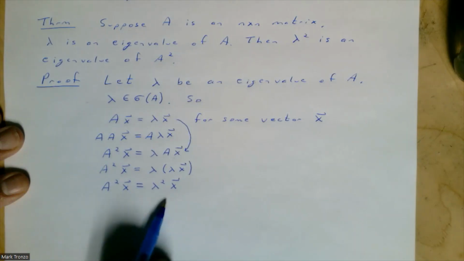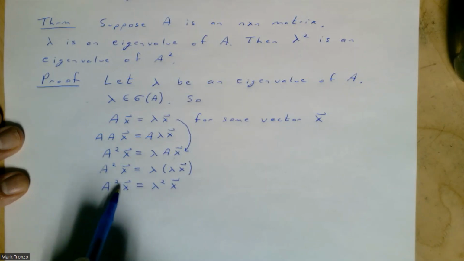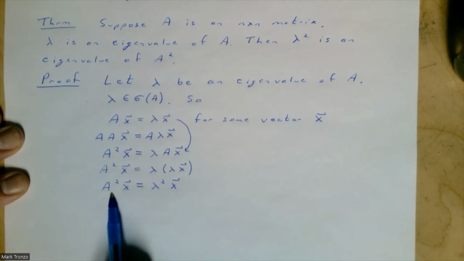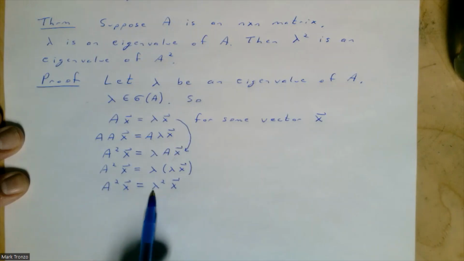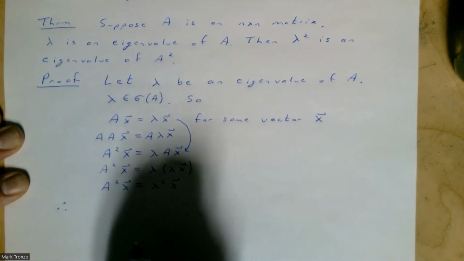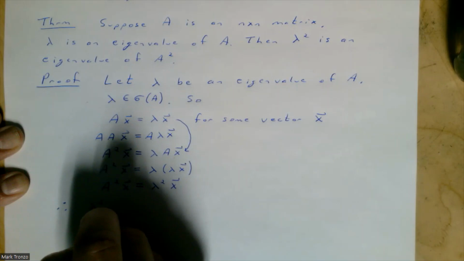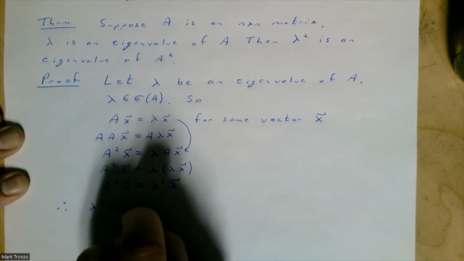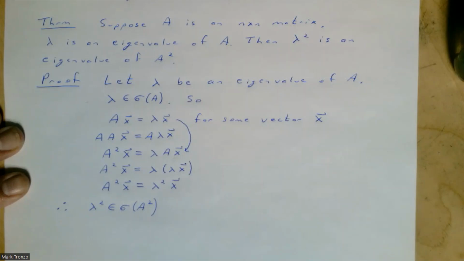So obviously this is the form that we have. By definition, this is the form of an eigenvalue and eigenvector. If you have a matrix here, in this case it'll be A squared, and whatever the constant over here is, that's going to be the eigenvalue, as long as these are the same vectors. Therefore, lambda squared is an eigenvalue of A squared. Or if you want to use this notation, lambda squared is in the spectrum of A squared, or is in the set of eigenvalues of A squared.